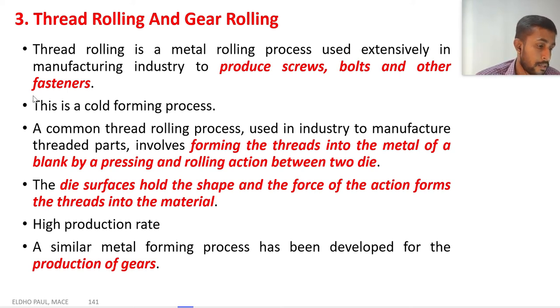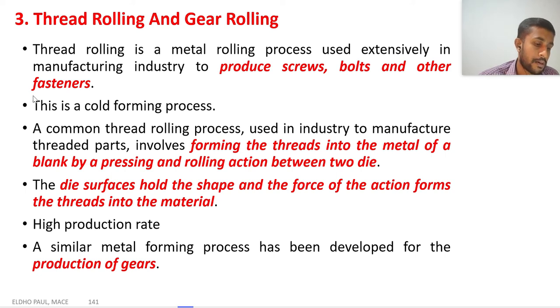So thread rolling is a metal rolling process used extensively in manufacturing industries to produce screws, bolts and other fasteners. Nowadays we use different fasteners for different applications, and most of the fasteners are made using rolling operation, because making these fasteners using machining operation is not productive. So we use rolling operations to make this type of fastener. This is a cold forming process. That means we are not heating the material to a higher temperature during this process. We perform this operation in a cold state.